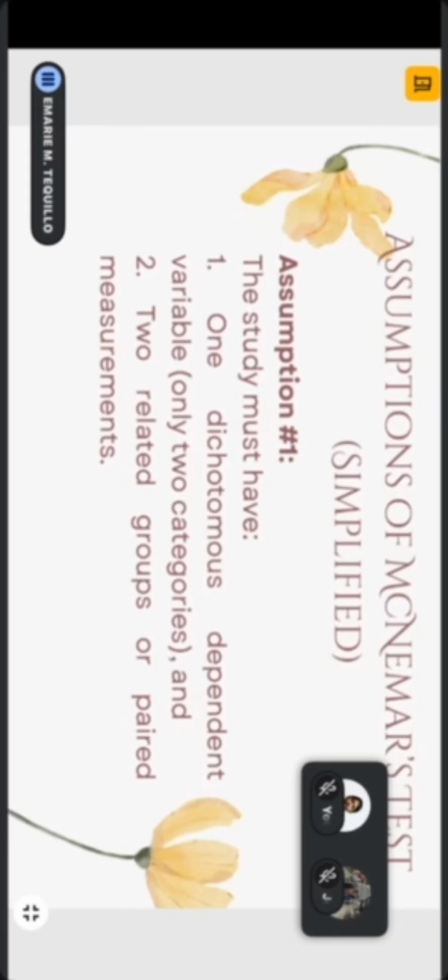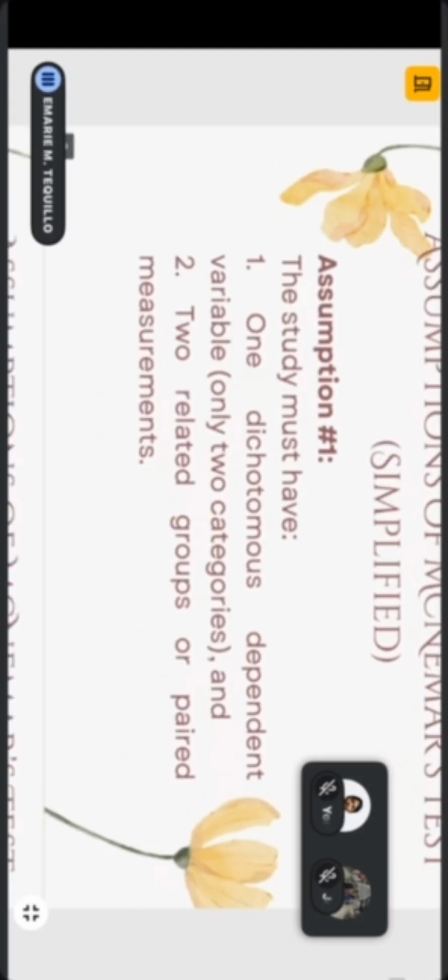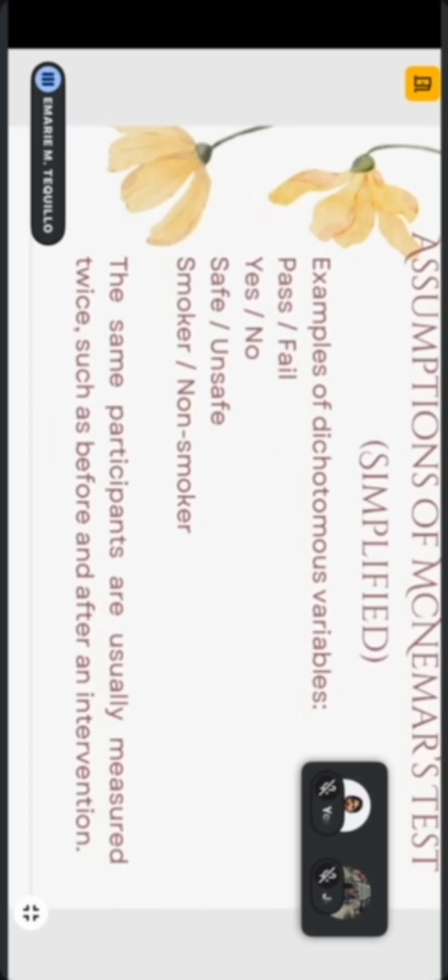Now let's proceed. So, the first assumption of the McNemar test states that the variable must be dichotomous. So, when we say dichotomous, it means that there are only two possible answers. So, what are these two possible answers? So, let's proceed to the next slide. So here are the examples of the dichotomous variables. So we have pass or fail, yes or no, safe or unsafe, smoker or non-smoker.